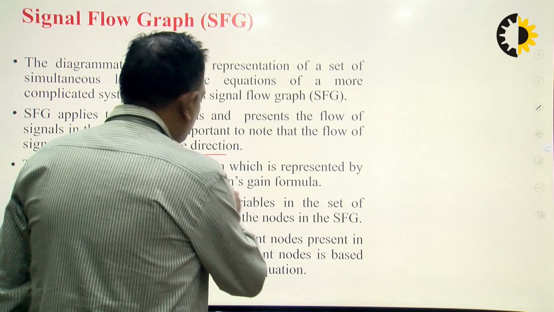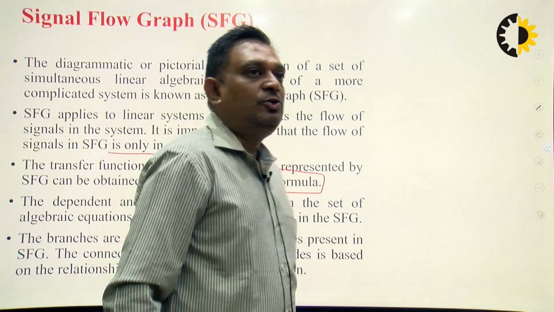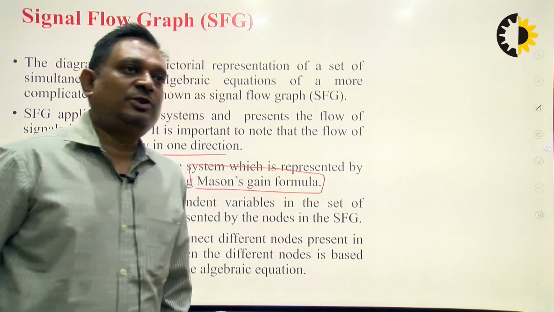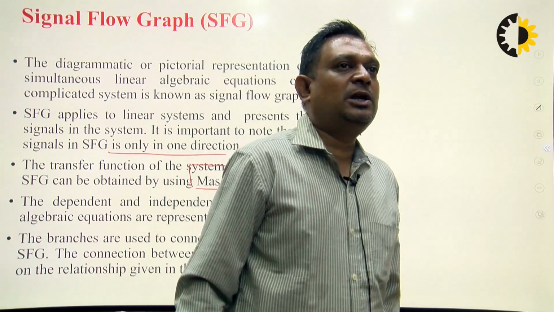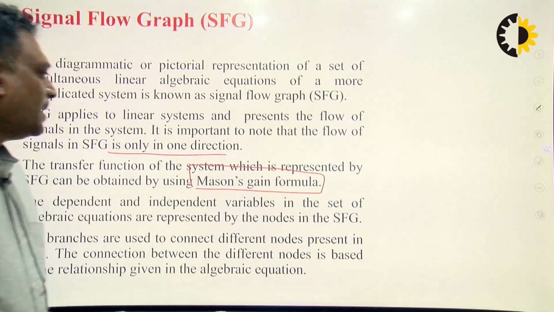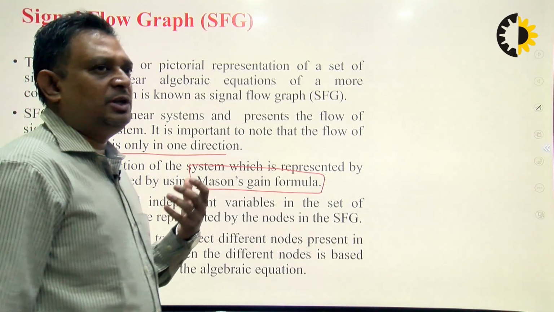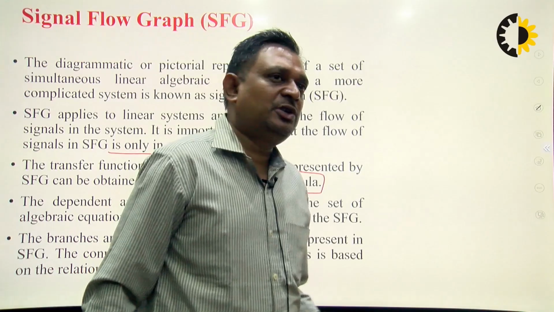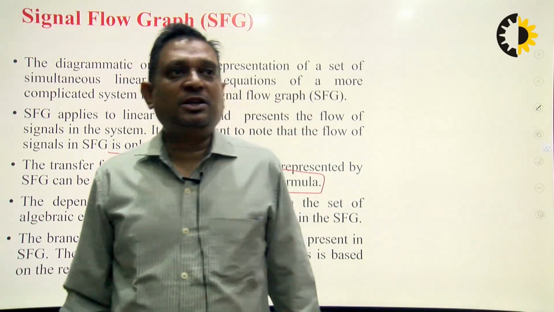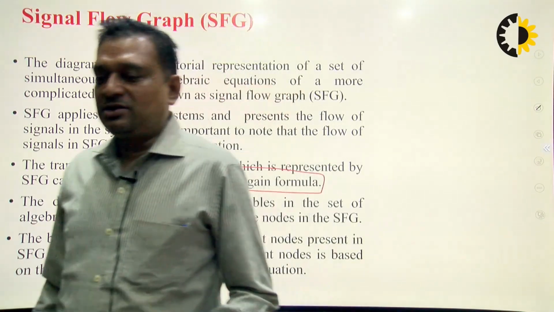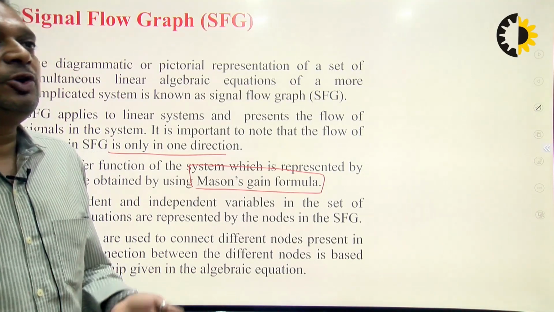Mason's gain formula is the one by which you will find the overall transfer function of the given system, or in case of a signal flow graph, we can also call it the overall transmittance of the system. We can also find the overall transfer function without using Mason's gain formula, but that method becomes very complicated when the number of variables is large, meaning if the number of nodes and branches is higher.